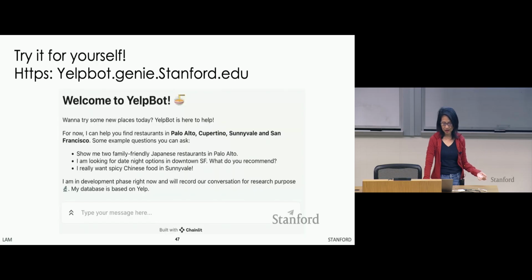Okay, so you can try it for yourself. It is on yelpbot.genie.stanford.edu. If you are looking for a restaurant in the Bay Area, go give it a try and see what it says. Okay, give us feedback, right?